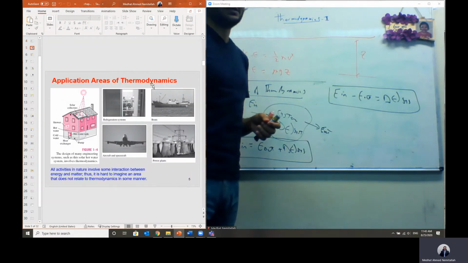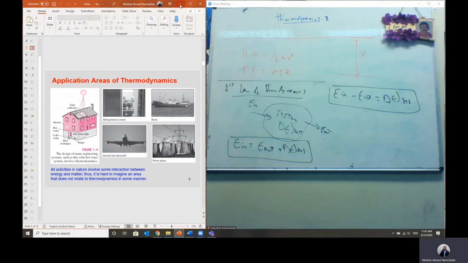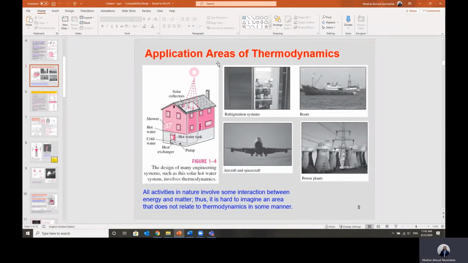Here, for the application, you cannot find in our life any system that does not belong to thermodynamics. Any system has some kind of mass transfer or energy transfer, and whenever we have mass transfer or energy transfer, we can apply thermodynamics in terms of the first and second law of thermodynamics. Here are some examples, like this house.